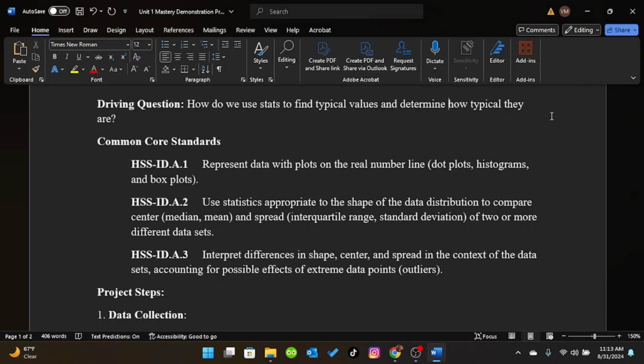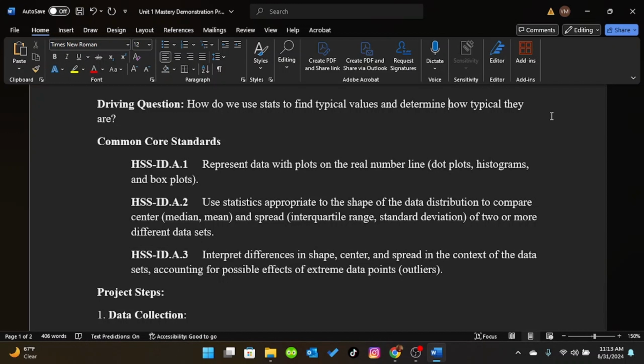In Unit 1, we have 3 Common Core standards that are tested for. The first one is that you need to be able to represent data with plots on the real number line, meaning you need to be able to create dot plots, you need to be able to create histograms, and you need to be able to create box plots.